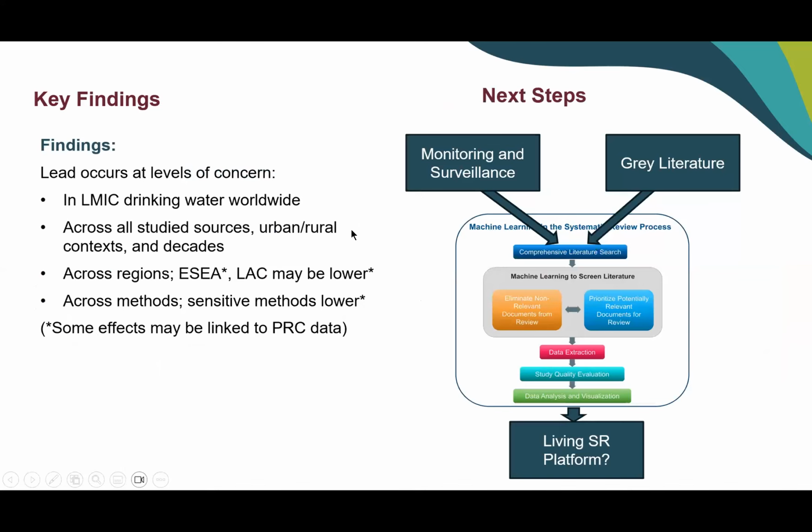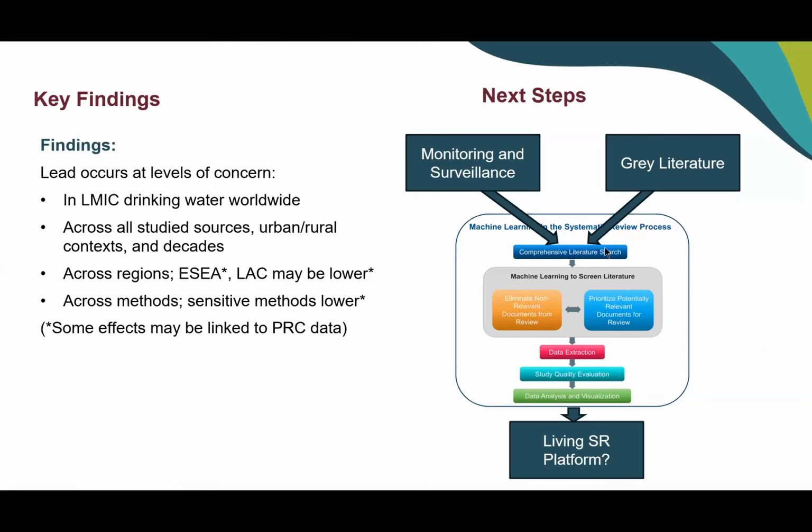So just to summarize the findings, the big takeaway: does lead occur at levels of concern in drinking water in low and middle income countries? Yes, it does. And we see that worldwide across different source types, across urban, rural and peri-urban contexts, and across different decades. We also see that this is across regions. No SDG region is exempt from this. We do see that Latin America and the Caribbean and potentially East and Southeast Asia may be lower, but we still see lead occurring at levels of concern across all regions. Similarly, we see it across all study methods, but those studies using the most sensitive methods may be lower.